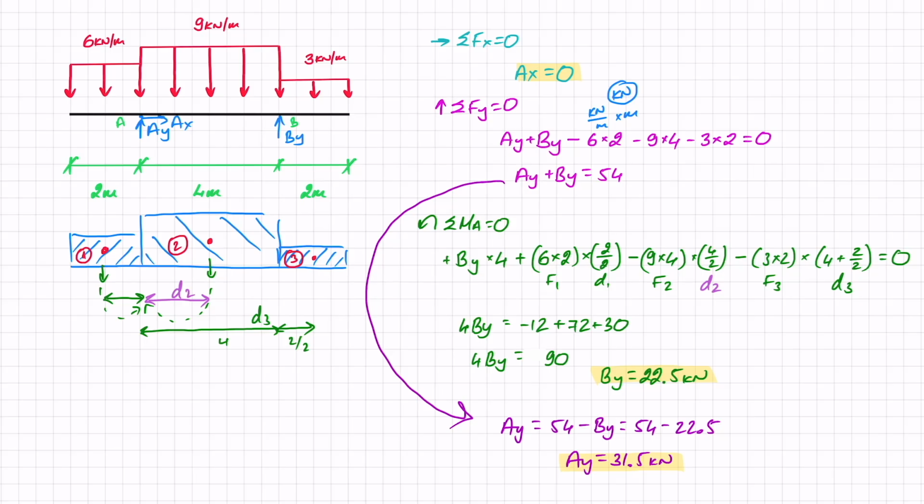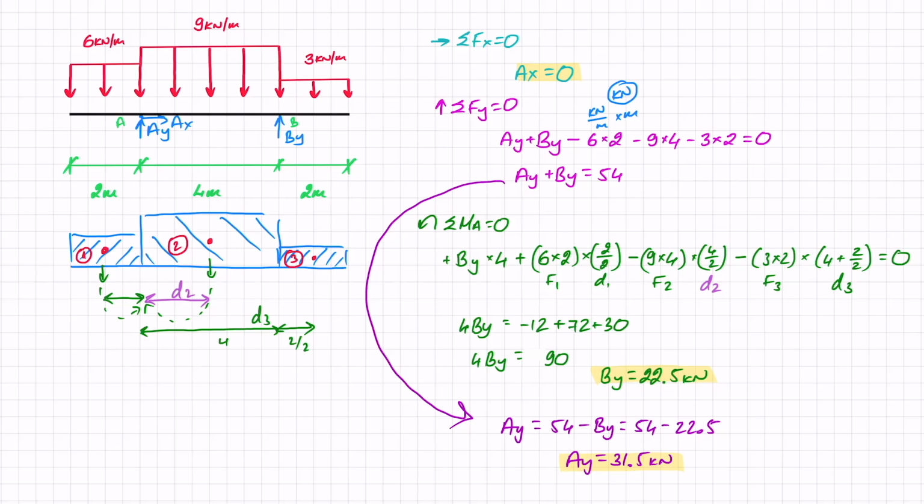We've checked the units, so that's fine. Let's do a quick sense check. AY worked out to be bigger than BY, and that makes sense, doesn't it? Because closer to A, I've got more load, because that overhang close to A has a force of 6 kilonewton per meter, as opposed to the overhang next to B, which only has 3 kilonewtons per meter. So it does make sense that AY would be bigger in value than BY.